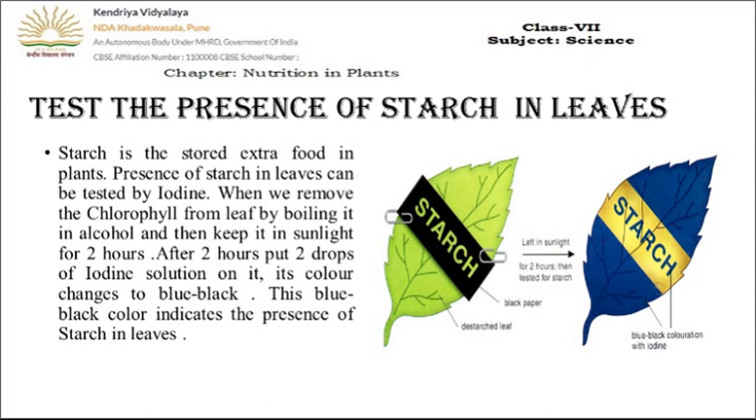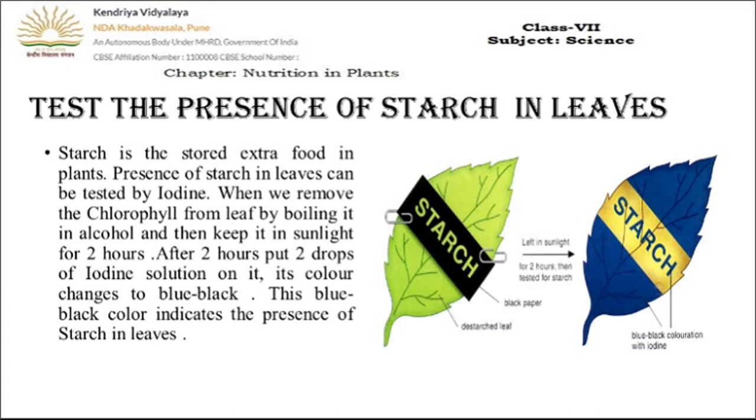See, the presence of starch in leaves can be tested by iodine. Iodine is a solution, a liquid which can test whether starch is present or not. So, what we have to do for this experiment is take a leaf which is green in color as it has chlorophyll. If chlorophyll is present, that means the plant is preparing food.